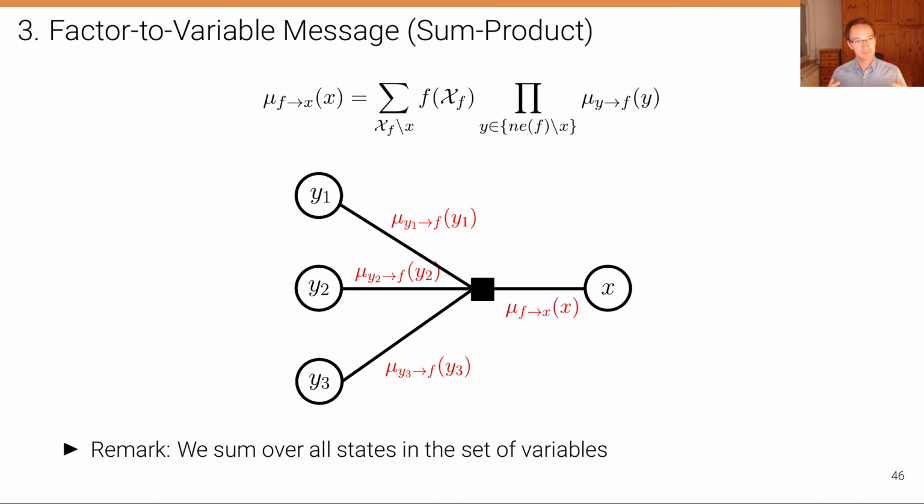Now the factor to variable message has this form, as we've already seen, and this also gives rise to the name of this algorithm, the sum product algorithm, because we have a sum of a term that involves products. So to compute this message sent from the factor to this variable, we go over the entire state space over all y1, y2, and y3, except for the variable that we're sending to. This is excluded here. And we compute the value of this factor multiplied with the value of the incoming messages that are also functions of these variables. And then we're sending this to this variable.